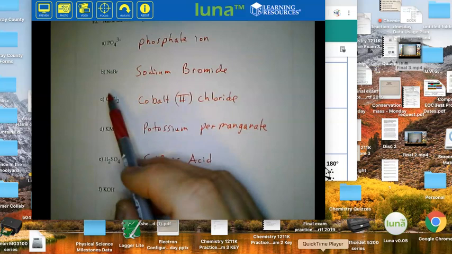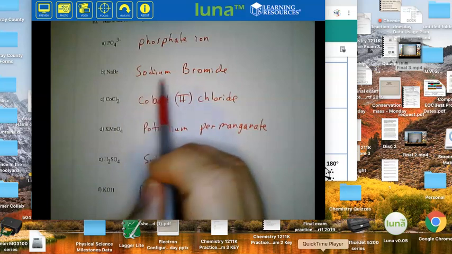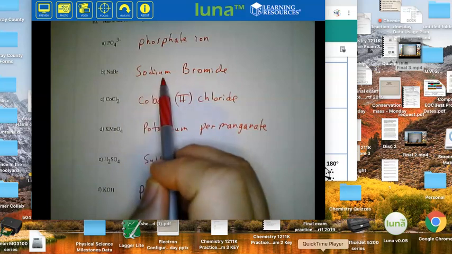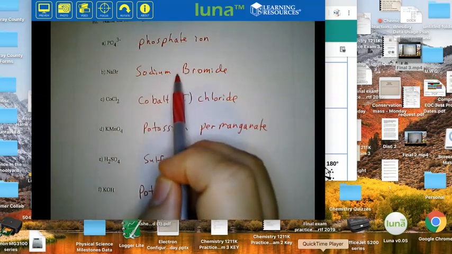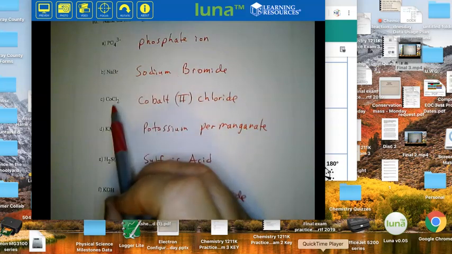Remember, when you have a metal and non-metal, it's an ionic compound, and so then you have to see if it's a transition metal or not. Sodium's not a transition metal, so there's no need for a Roman numeral there. It's always +1. For the next one, though, CoCl2, we need a Roman numeral.